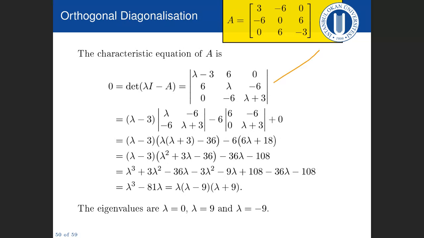So we need the determinant of lambda minus 3, 6, 0; 6, lambda minus 6, 0; minus 6, lambda plus 3. I'm going to do cofactor expansion along the first row. So first of all, lambda minus 3, and it's going to be plus. Remember, talking back to the checkerboard, plus, minus, plus, etc. Multiplied by the determinant of lambda minus 6, minus 6, lambda plus 3. And then moving along the first row, minus 6 multiplied by the determinant of 6, minus 6, 0, lambda plus 3. And then plus 0.